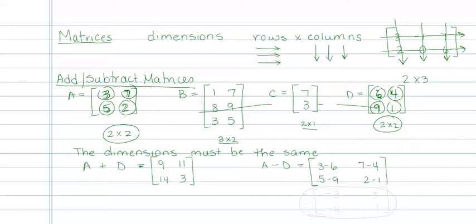And you can rewrite this matrix. 3 minus 6 is minus 3. 5 minus 9 is minus 4. 7 minus 4 is 3. And 2 minus 1 is 1. Your resulting matrix would be this one.